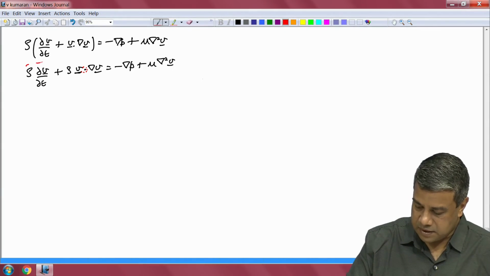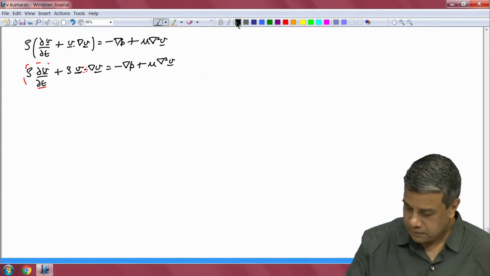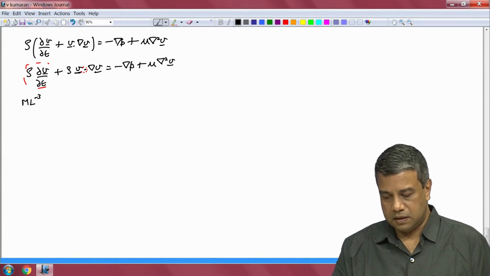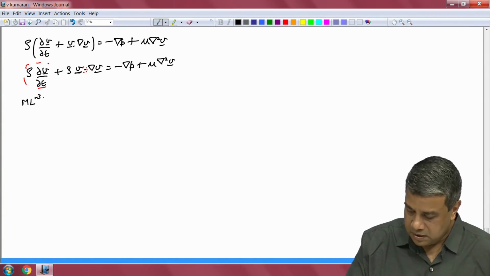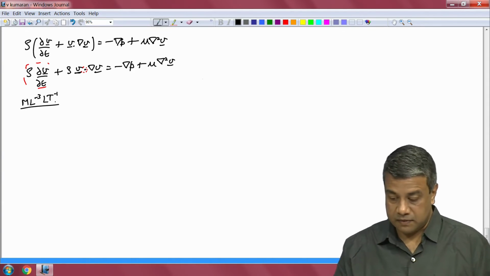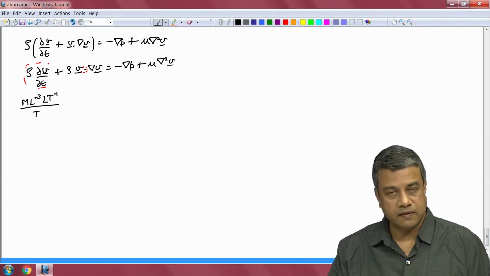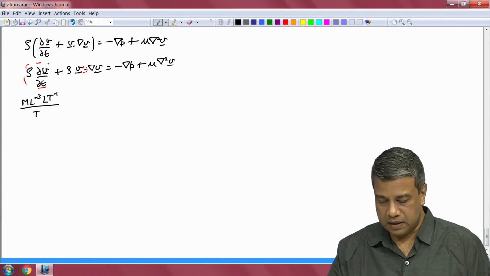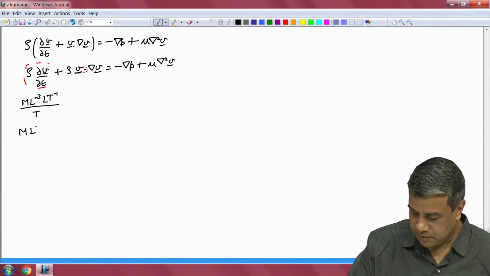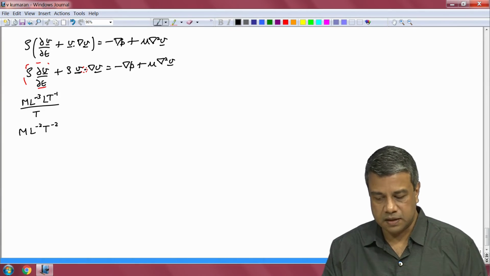So, the first term here: density is m L power minus 3, and the velocity is L t inverse, and I have a time derivative. So, the derivative has dimensions of inverse time, and I will get the net dimension of the first term as m L power minus 2 t power minus 2.